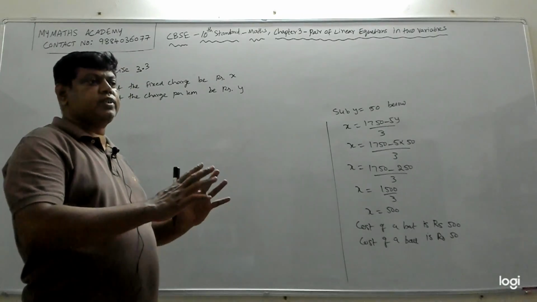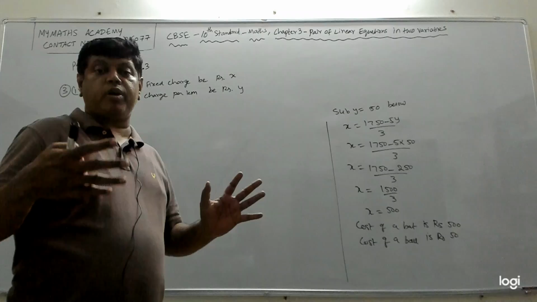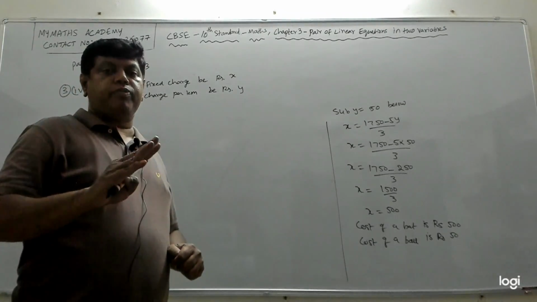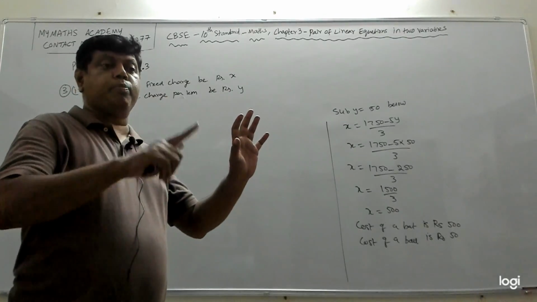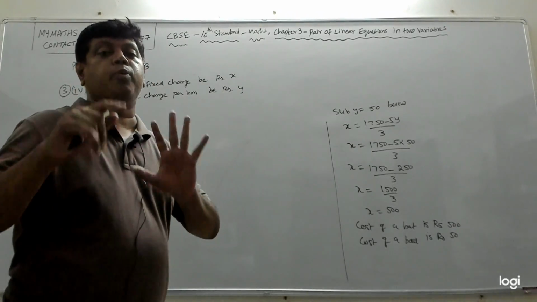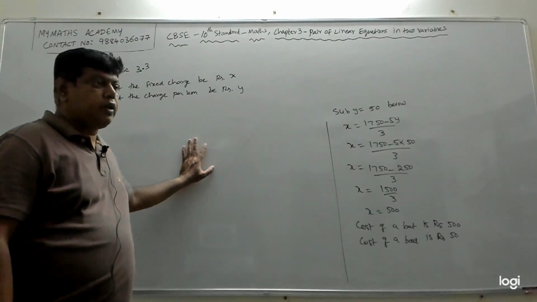Or he will say my fixed charge is 50 rupees. After that, for every kilometer that you travel, you have to pay me 10 rupees. Suppose you are traveling 4 kilometers, then he will charge the fixed charge, which is 50 rupees, plus 10 rupees per kilometer, and you travel 4 kilometers, so 40. So 50 plus 40, 90 rupees he will charge. It's an example that I am giving to understand this problem. Right?